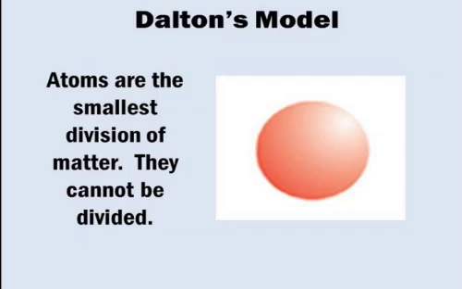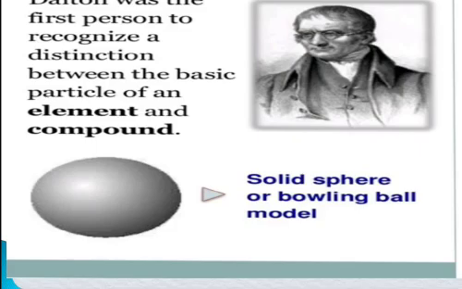Then Dalton started his work on Democritus's idea, that atoms are the smallest division of matter and cannot be further divided. Actually, Dalton was the first who made a distinction between the basic particles of elements and compounds. He proposed that particles of elements and particles of compounds are totally different from each other.